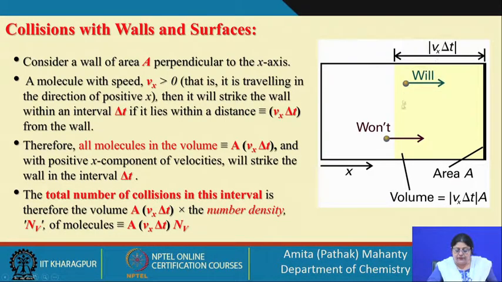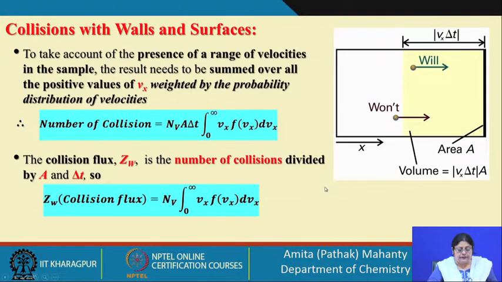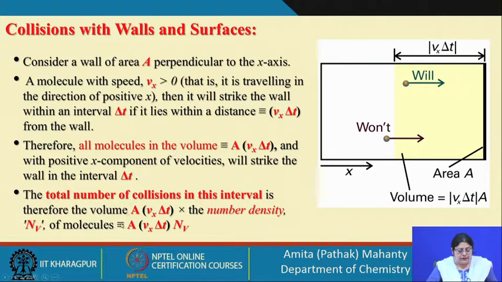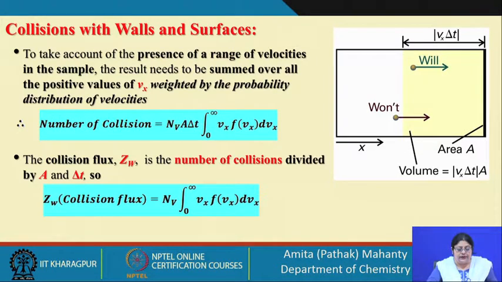That means, whatever molecules are present here into the number density gives you the total number of collisions which are likely to occur. So, the total number of collisions is number density into area. Just have a look at what we are looking into. Total number of collisions is this. Okay. Now, we are going to sum it over all the positive values of x and weighted by the probability distribution. When we are moving only in the positive direction and in the x direction, we integrate.